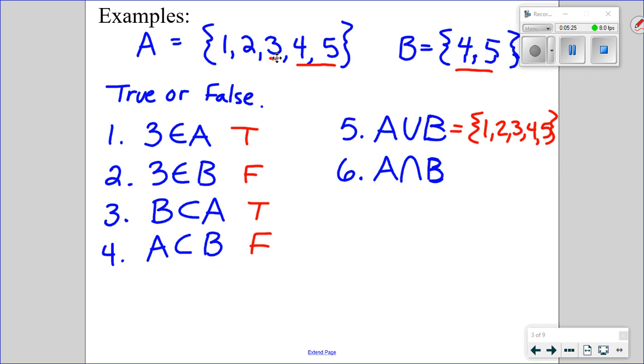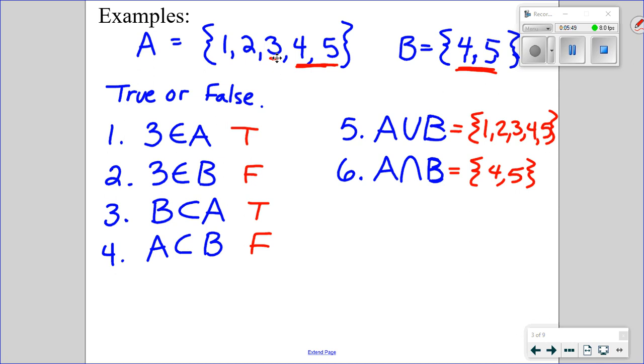Okay, now number 6, here we're looking for the intersection of set A and set B. So here we're looking for elements that are in set A and set B. And so in that case, the two numbers that are in both sets are 4 and 5. You can also think here that you're looking for the overlap, okay?